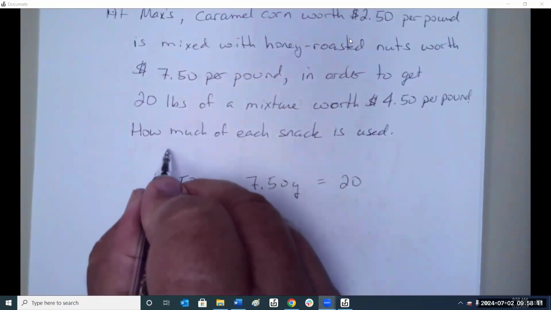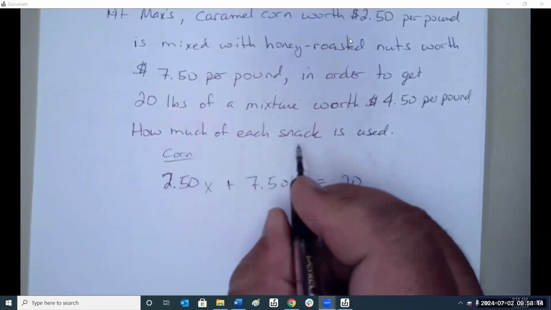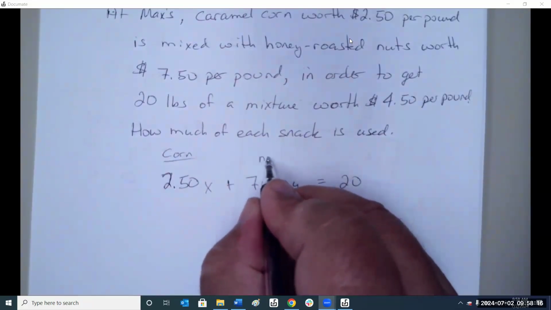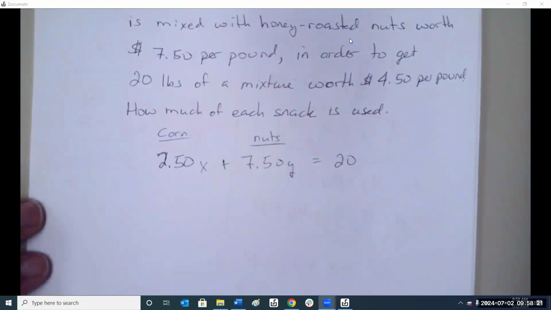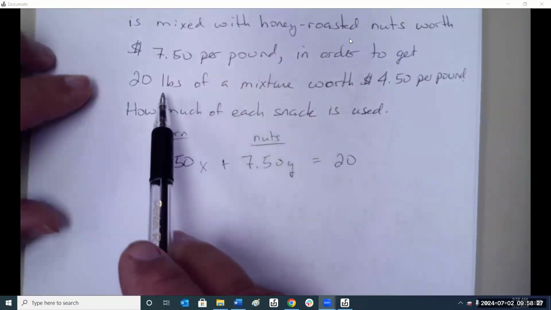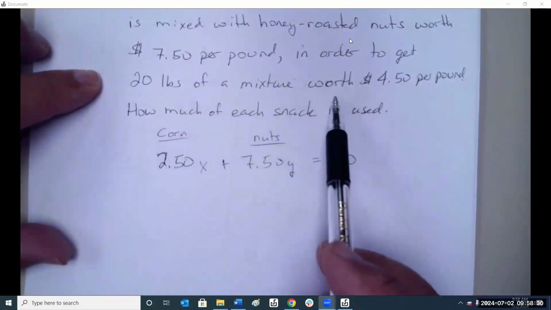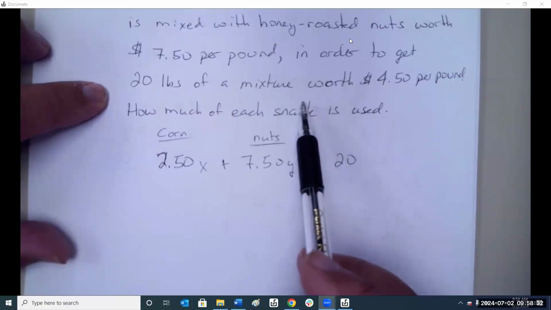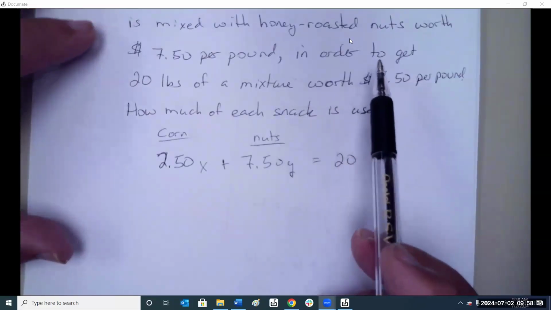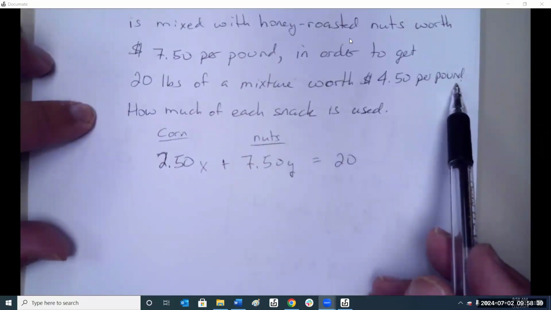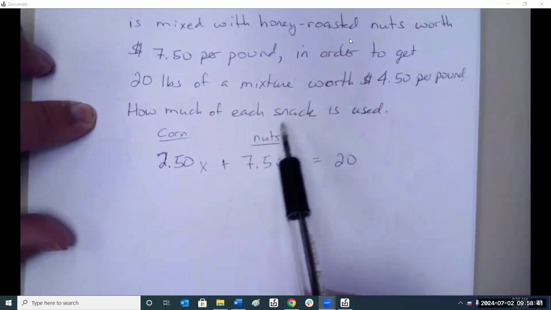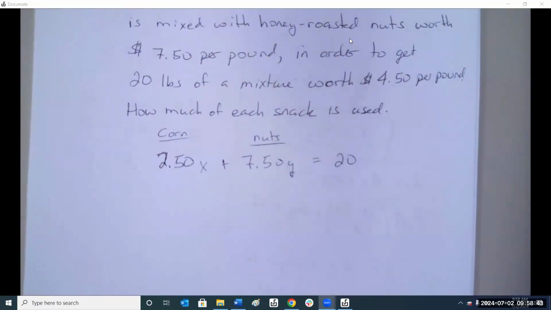Because this is caramel corn and that's honey roasted nuts. You have to distinguish them apart. Okay, if you had 20 pounds worth of mixture, so to get worth 4.50 per pound, how much of each has to be used?